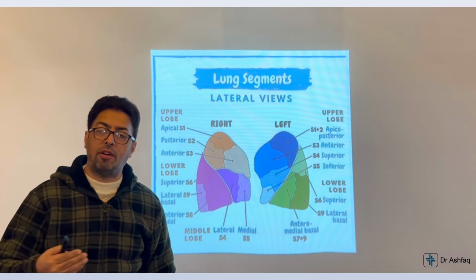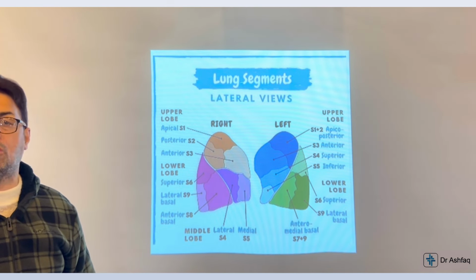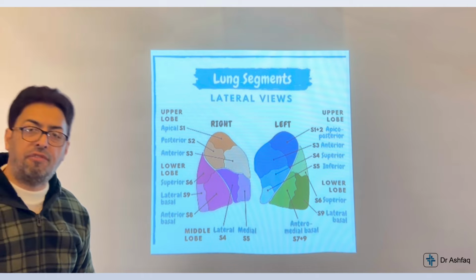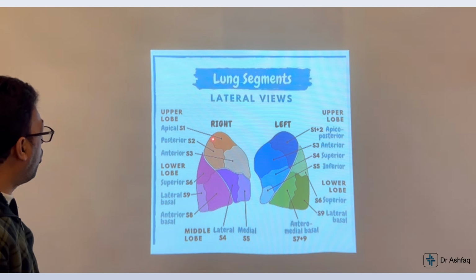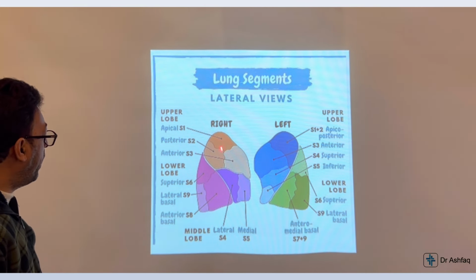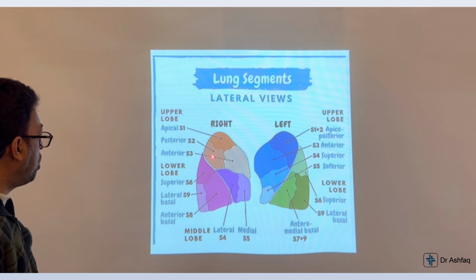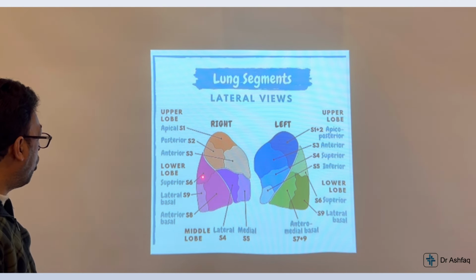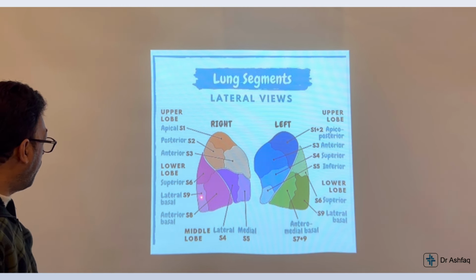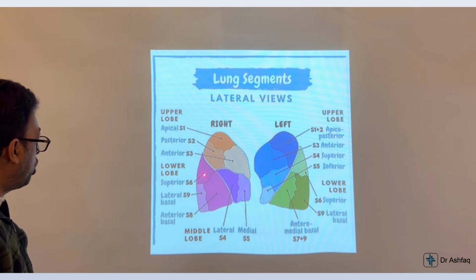Now, in addition to that, what we have to remember is that the right lung has 10 bronchopulmonary segments and the left lung has 10 bronchopulmonary segments, as you can see in the figure over here. This is the lateral aspect of the right lung and the left lung. In the right lung we have the upper lobe, the middle lobe, and the lower lobe. In the upper lobe we have the apical segment, the anterior segment, and the posterior segment. In the middle lobe you have the medial and the lateral segment, and in the inferior lobe you have the superior, the lateral basal, the anterior basal, and this one is the superior, which I have also mentioned.